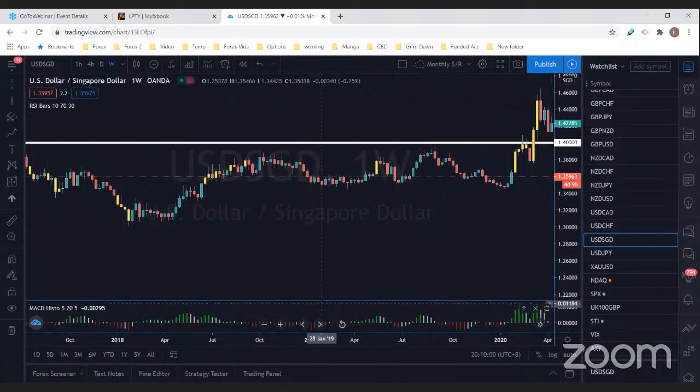For the MACD histogram, some of you will have seen how I use it during the Sunday show. It's more for trend trading usage. I'm just using it to read the retracement itself.